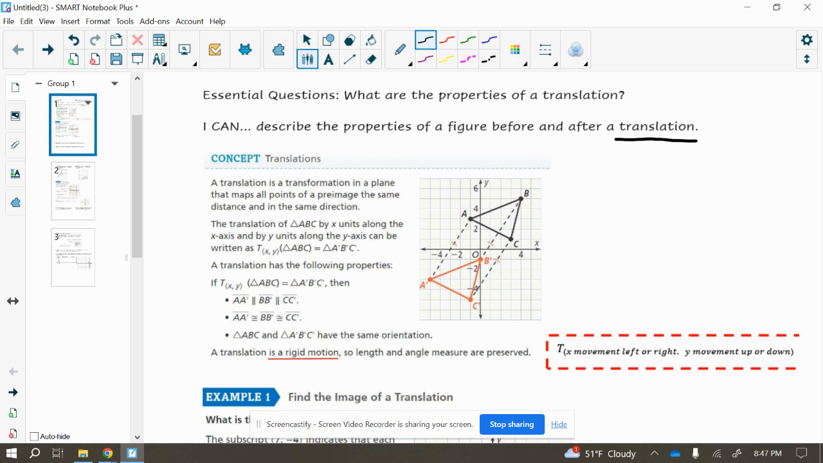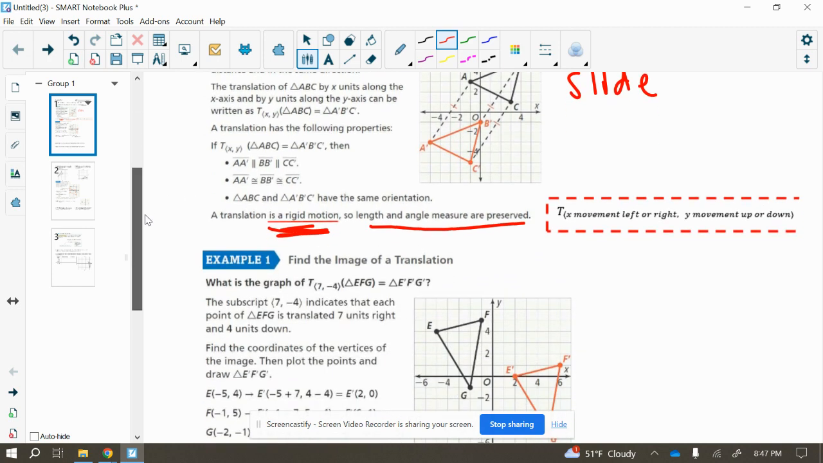Now, our translations, again, are rigid motions, and so they will preserve the length of our sides as well as the size of our angles in our figure. And what a translation does is it's basically a slide of our figure to the right or to the left or up and or down. They're going to keep the size and shape of the original pre-image to the image.